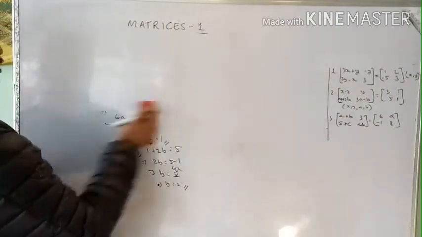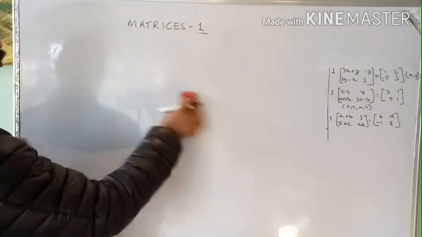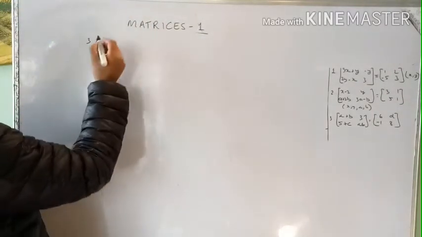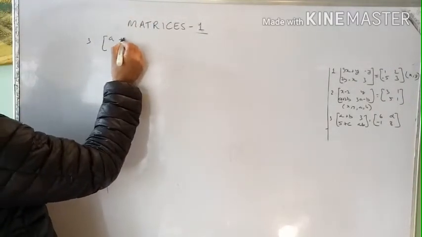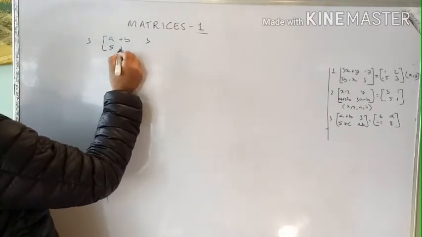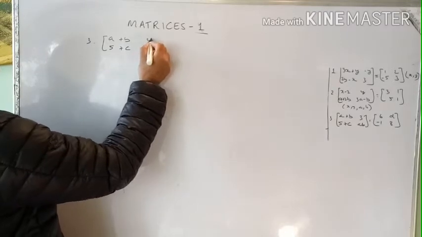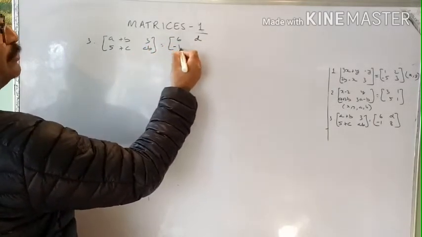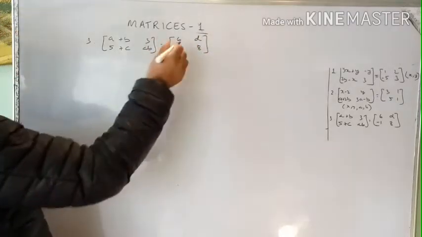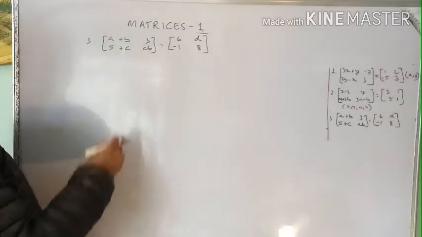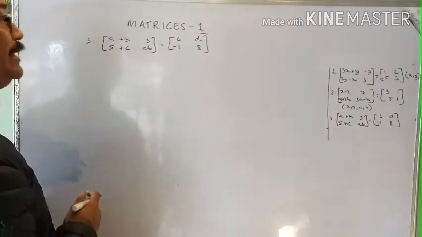These problems are all based on equality of two matrices. So let's take question number 3. We have the matrix [a+b, 3; 5+c, ab] equal to [6, d; -1, 8]. Here also two matrices are equal, so we use the property of equality of matrices, which means their corresponding elements are equal.